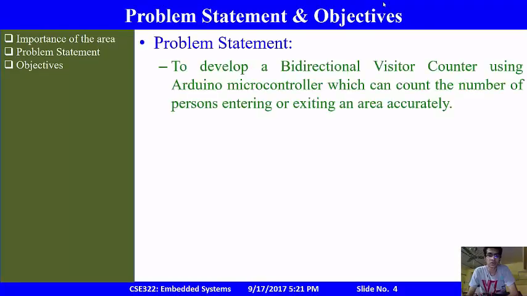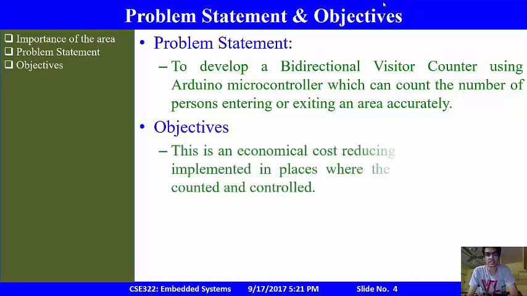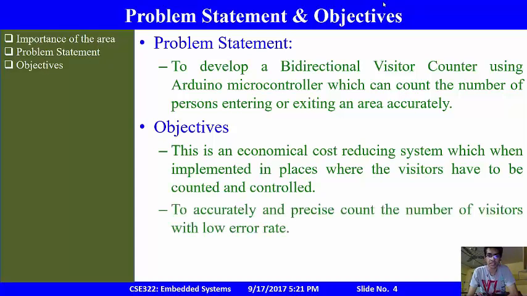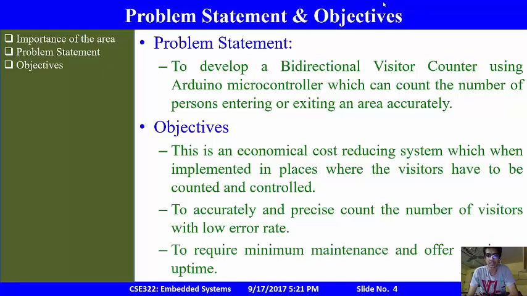The problem statement for this project is to develop a bidirectional visitor counter using Arduino microcontroller, which can count the number of persons entering or exiting an area accurately. The objectives are: this is an economical cost reducing system which, when implemented in places where the visitors have to be counted and controlled, to accurately and precisely count the number of visitors with low error rate, to require minimum maintenance and offer maximum uptime.